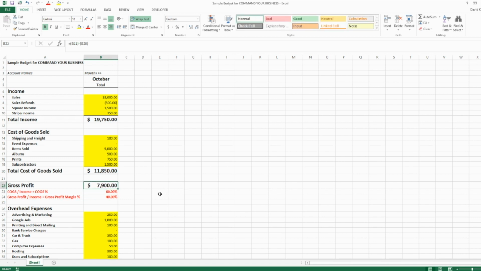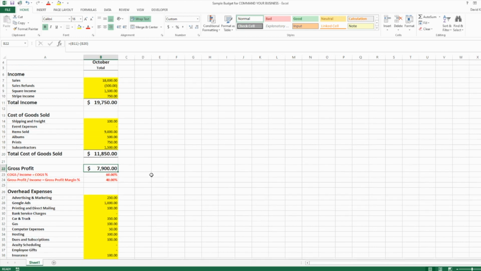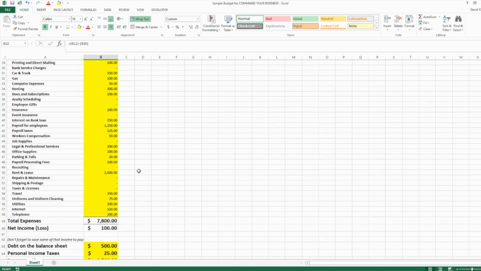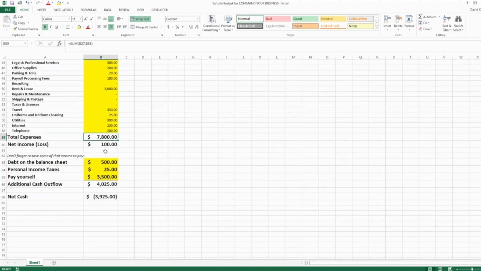So right now, with a gross profit margin of 40%, I have gross profit. After selling that $19,750, the money I have left over is $7,900, right? If we scroll down, the $19,750 minus the $11,850 gets me to $7,900. If we scroll down, we talked about our expenses are $7,800 because we added in the interest of $250. So I'm left with net income of $100.